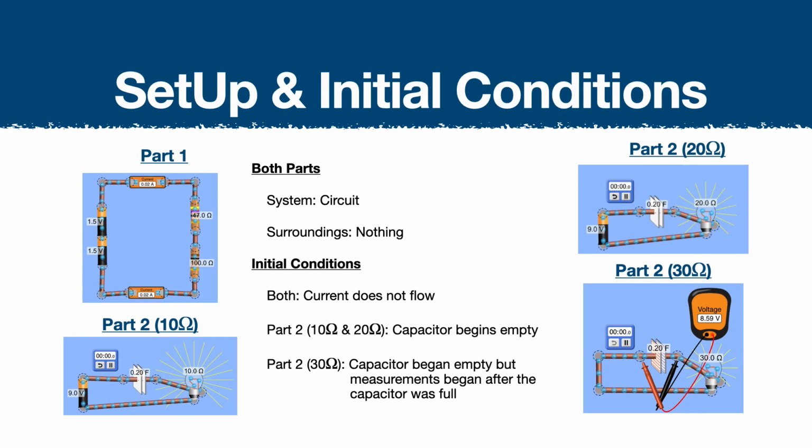For setup, in both parts the system was the circuit and the surroundings was nothing. For initial conditions, time was paused while the circuit was being set up, so no current was flowing during setup, and the capacitor in all 3 variations of Part 2 began empty, although the capacitor in the 30 ohm setup had measurements recorded only after the capacitor was full.